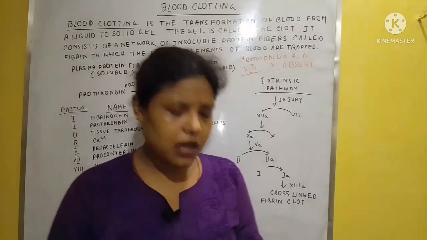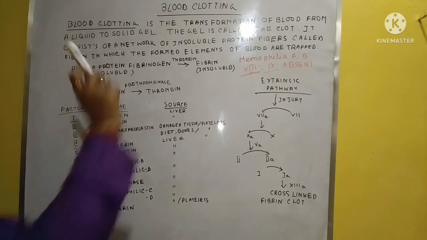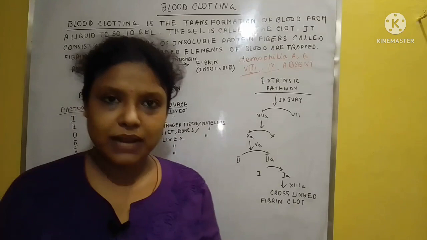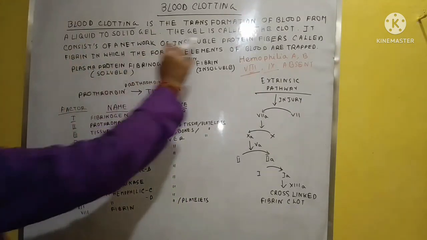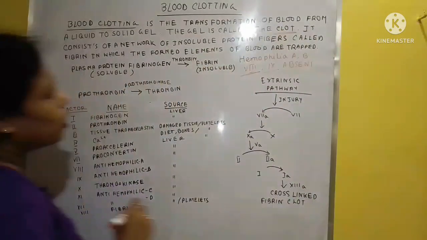So first, what happens in case of clotting? In case of clotting, the blood is transformed from liquid to a solid gel. The liquid form of the blood is transformed to a solid gel, and this gel is called the clot.